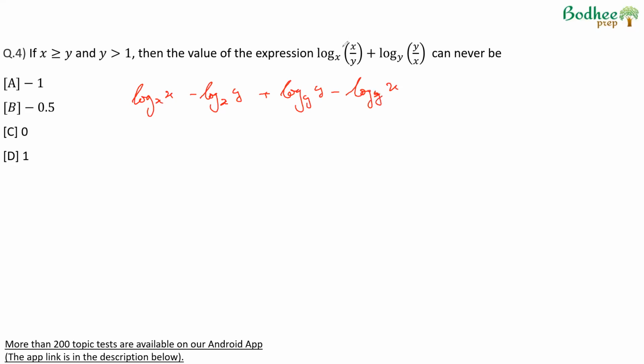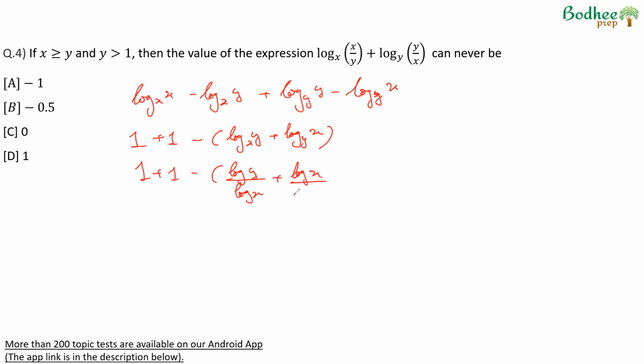Log of a by b is log of a minus log of b. Log of x to the base x is 1. Log of y to the base y is 1. We take minus common. We have log of y to the base x plus log of x to the base y. Further, this can be written as log y by log x plus log x by log y.